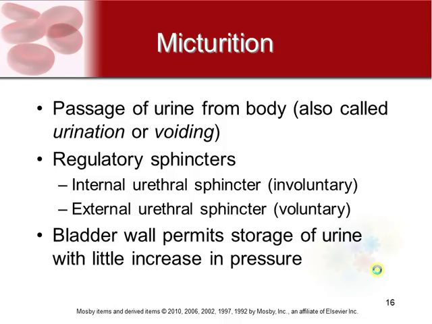Whereas your external sphincter, that's the one closer down by your meatus, that one's voluntary. So that's the one that we have control over. That's what we open up when we go to void. So your bladder wall really permits a lot of storage space without a ton of increase in pressure because of how much it can expand. And when the pressure reaches a certain amount, that's when your involuntary sphincter wants to open up because the pressure is higher inside than outside.